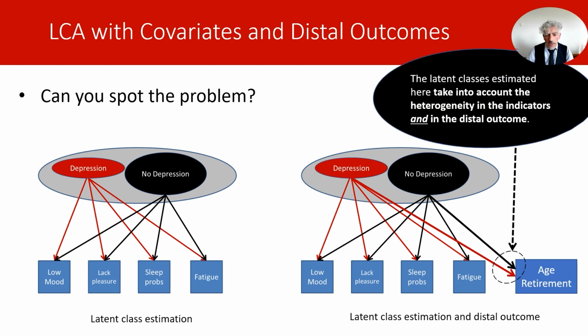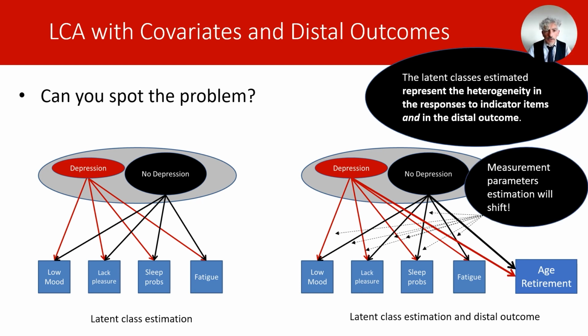The problem that emerges when we estimate latent classes using indicators and we add a distal outcome is that the latent classes we are estimating are taking into account the heterogeneity in the indicators and the heterogeneity in the distal outcome. So this means that when we add a distal outcome, the measurement parameters of the latent classes will often shift, and often we will have a different solution where the number of latent classes may even change.